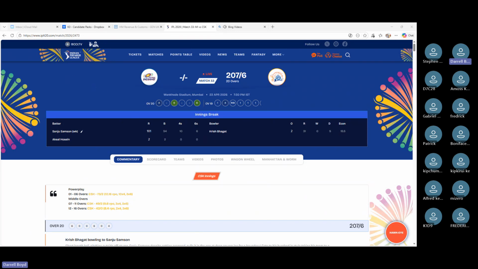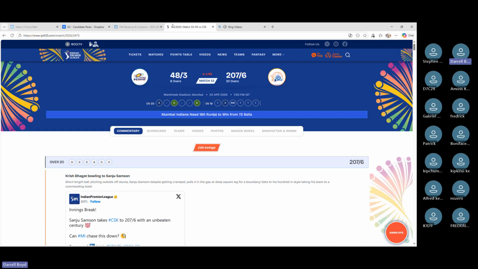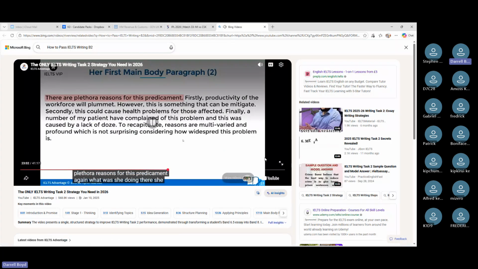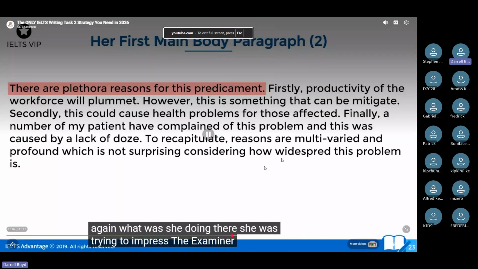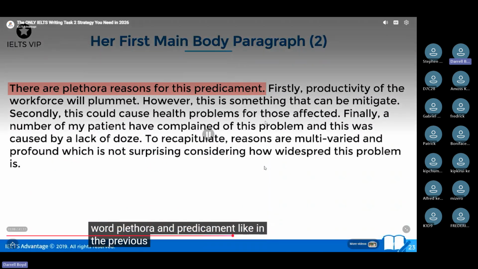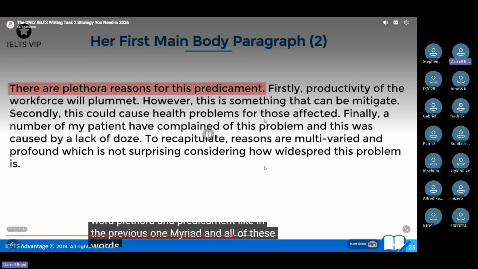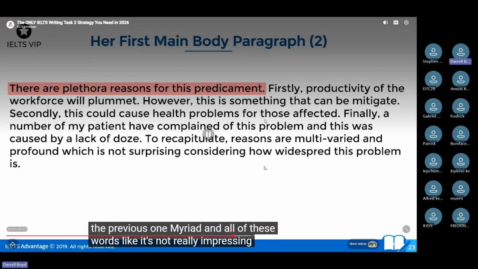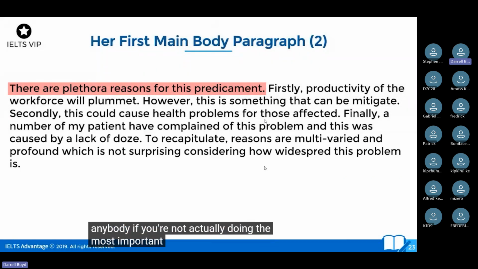Let's have a look at our second main body paragraph. There are a plethora of reasons for this predicament. Again, what was she doing there? She was trying to impress the examiner with the word plethora and predicament. Like in the previous one, myriad and all of these words. It's not really impressing anybody if you're not actually doing the most important thing, which is answering the question.